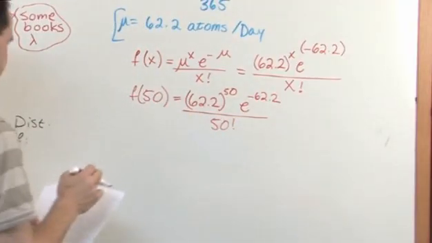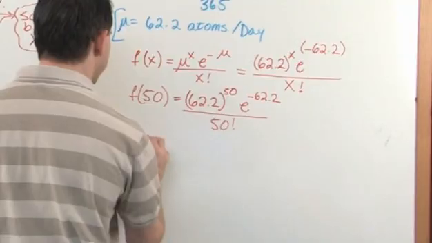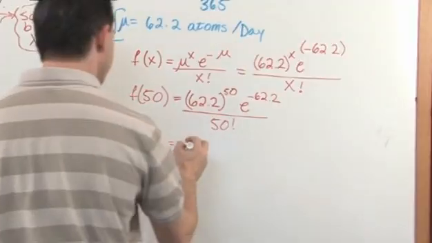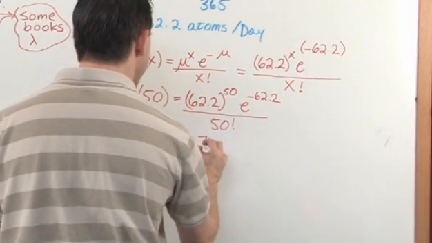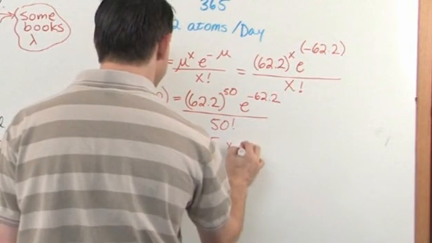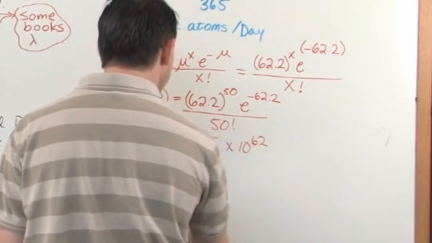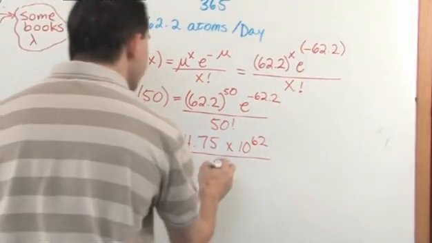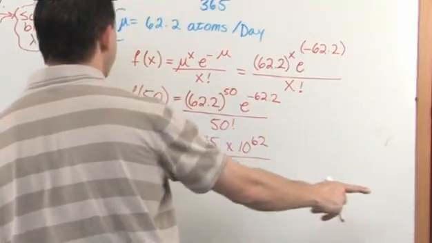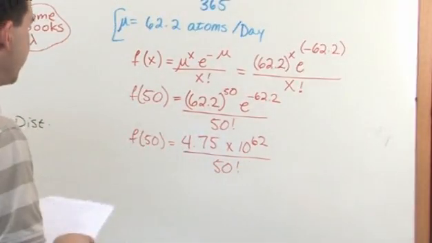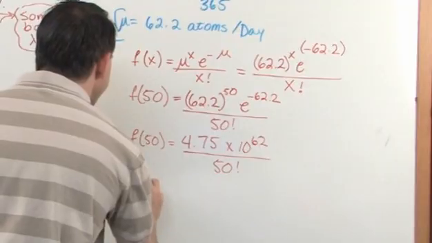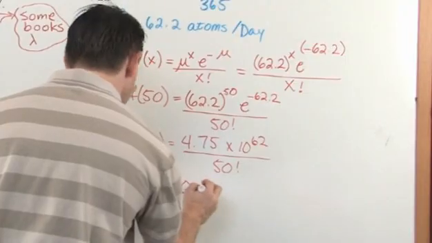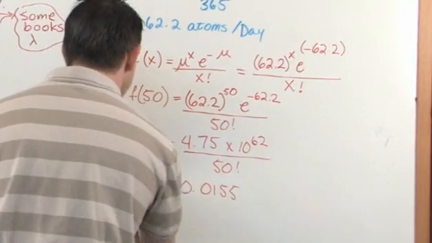Okay? So when you actually do all of this, the top, 62.2 to the 50 times e to the negative 62.2, is going to be 4.75 times 10 to the 62. Very, very big number. This is basically 62 decimal points to the right, divided by 50 factorial, which I'm not even going to attempt to write out because it's 50 times 49 times 48. Very, very big number. So the probability of 50 decaying in a day, when you actually do that, is 0.0155. That is the answer.